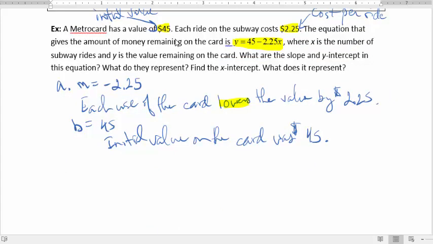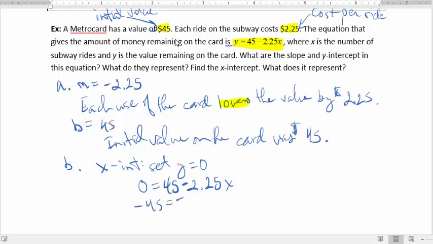And then the x-intercept. Remember, how do you find an x-intercept? We'll call this part B. To find an x-intercept, you always just set y equal to 0. So the equation we solve becomes 0 equals 45 minus 2.25x. If we subtract 45, we get negative 45 equals negative 2.25x. Then we divide by negative 2.25, and we find that x equals 20. So the x-intercept is the point (20, 0).